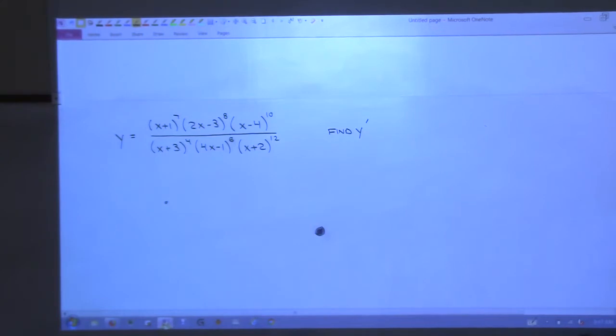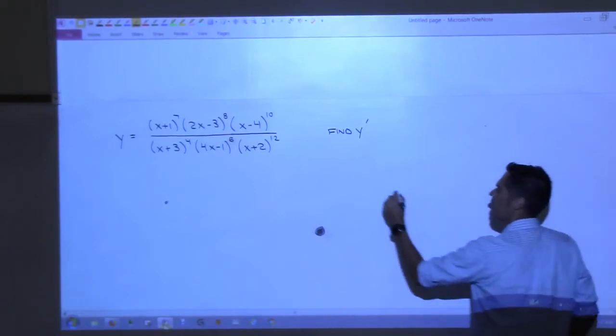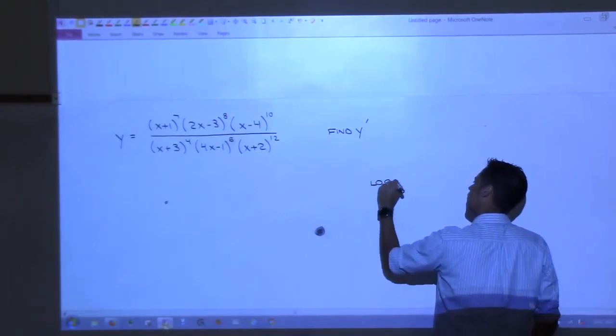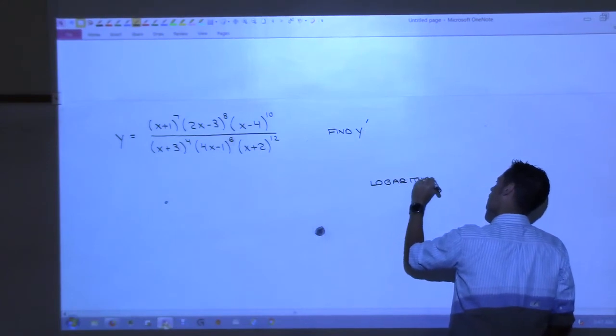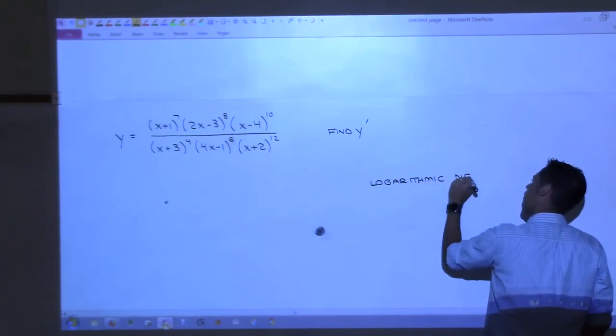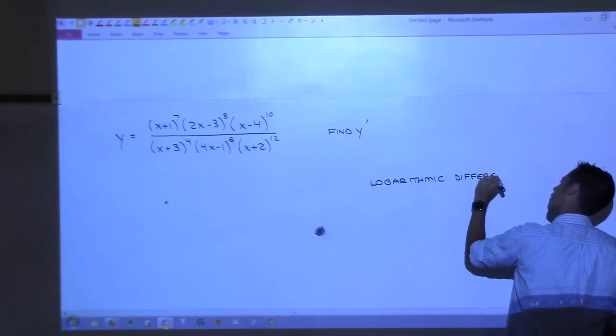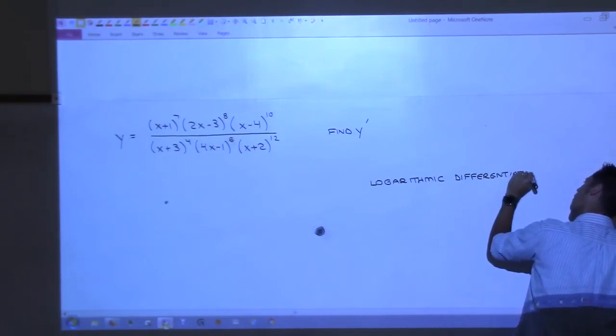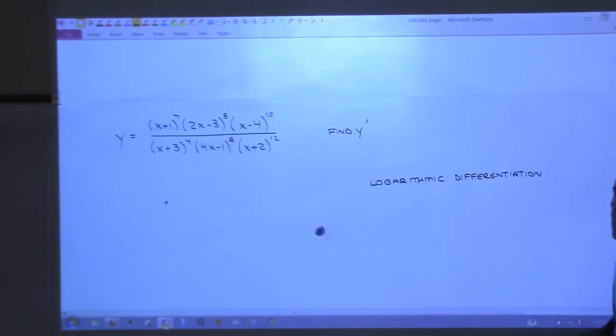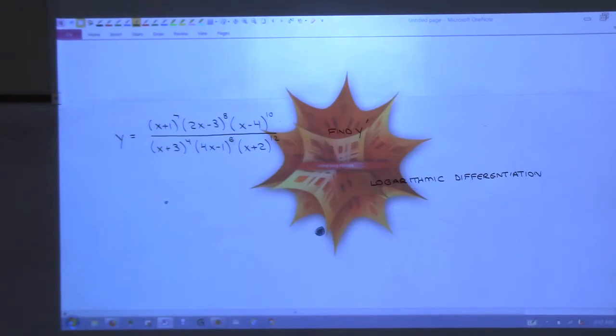So we have a special type of differentiation when certain functions look a certain way. And it's called logarithmic differentiation. Now this is in your notes, so let me bring up your notes real quick, so that you can see what I'm referring to here. And we'll come back to this problem.